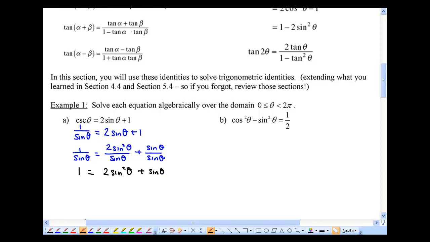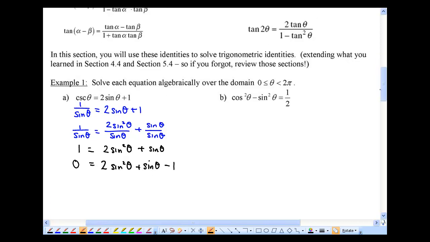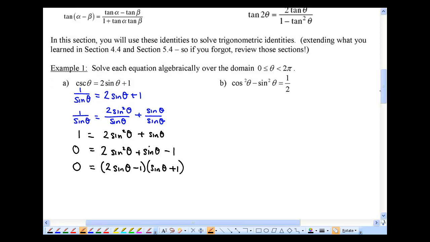When you have something like this, when you have a squared term and a linear term and a constant, move everything to one side and get ready to factor the trinomial. This is where that factoring from grade 10 comes back into play. Don't know if you remember how to factor, but you should by now. This just becomes, and you do it whatever way you want, but I know it's 2 sine theta minus 1, and this is sine theta plus 1. Why is this helpful? Well, because, and this is like this chapter 4 stuff again, just make each of these parts equal to 0.